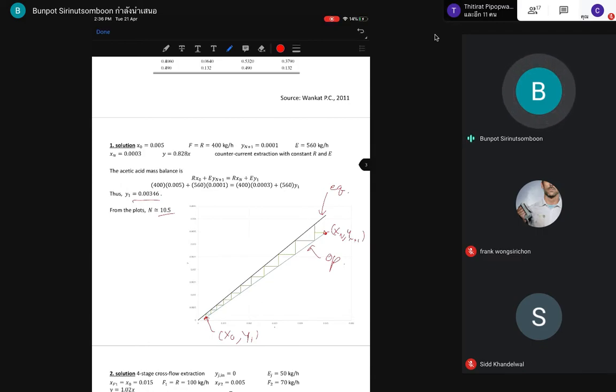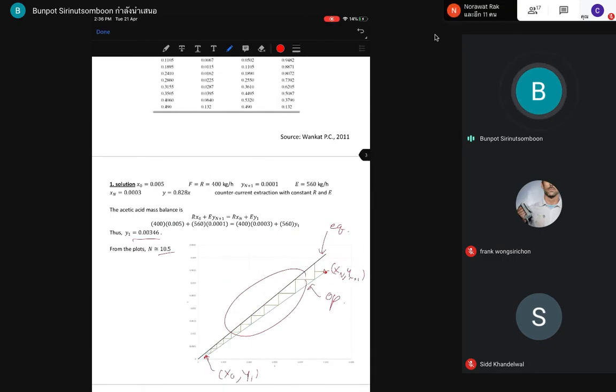Maybe you guys are familiar with using equations to solve the problem, and less familiar with this graphical technique. But the graphical technique, like McCabe here, can give you some information about the stages in the middle. So sometimes you want to know what's going on in the middle of the column, and then the graphical technique gives you a better idea than the Kremser technique. Okay, so that's question 1.